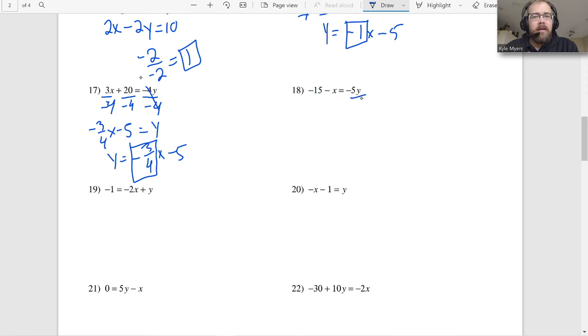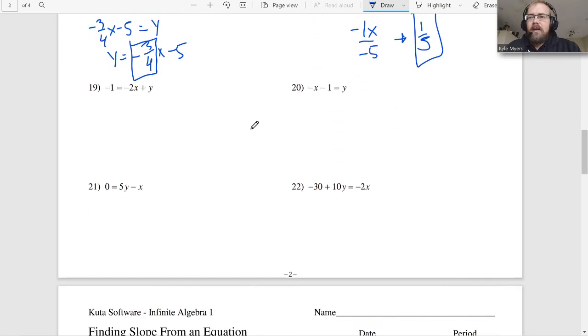Same thing here. I'm really close to having y already solved. So I just need to worry about the x. The x looks like it's going to have a -1x, and then I'm going to be dividing by a -5. So that's 1/5.